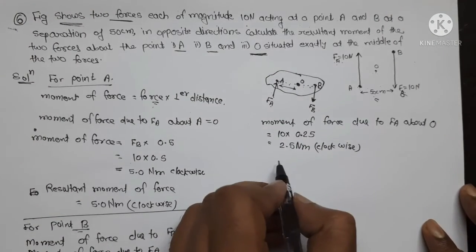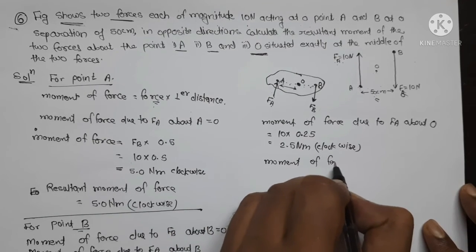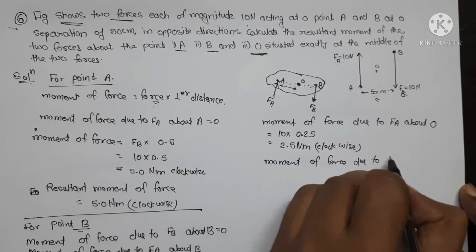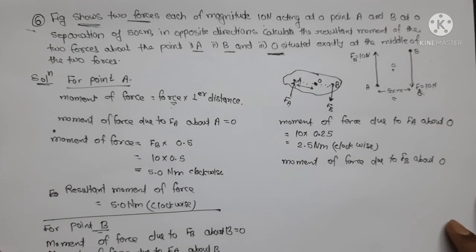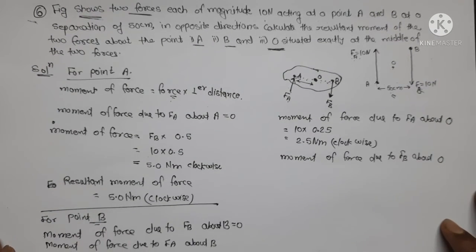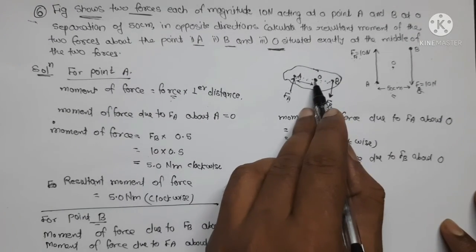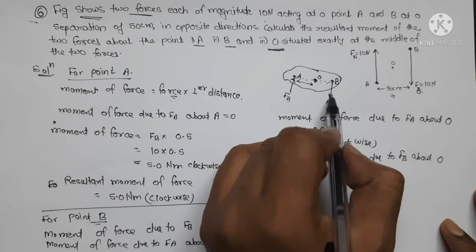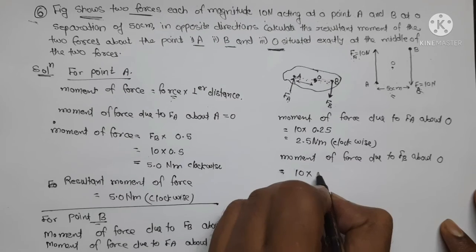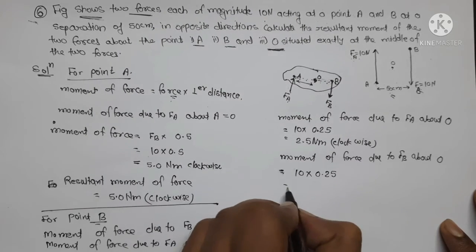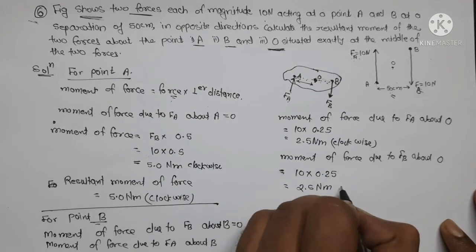Now the next case. We have to find the moment of force due to FB. So the moment of force due to the second force, that is FB, about O. So again force is the same, that is 10 Newton, and about O, the perpendicular distance of that force from this point O is what? Again 25 centimeter, that is 0.25 meter. So when you multiply this, you will get 2.5 Newton meter, and again it will be clockwise.